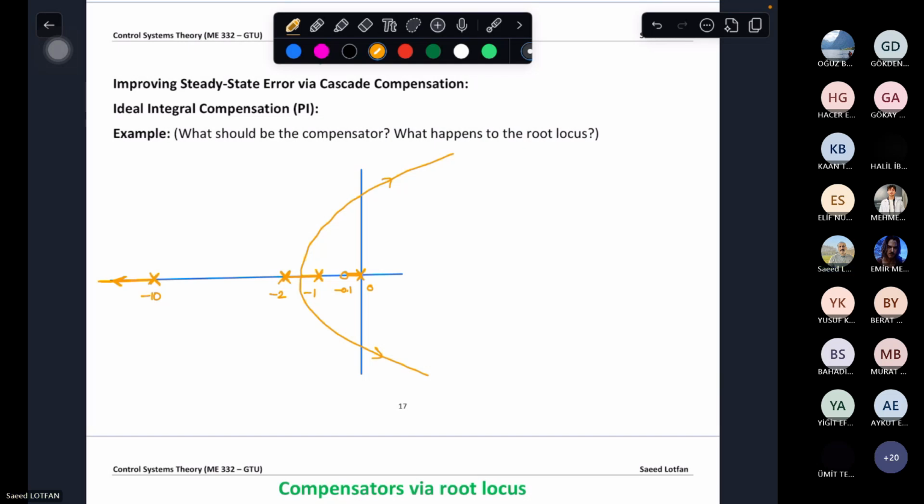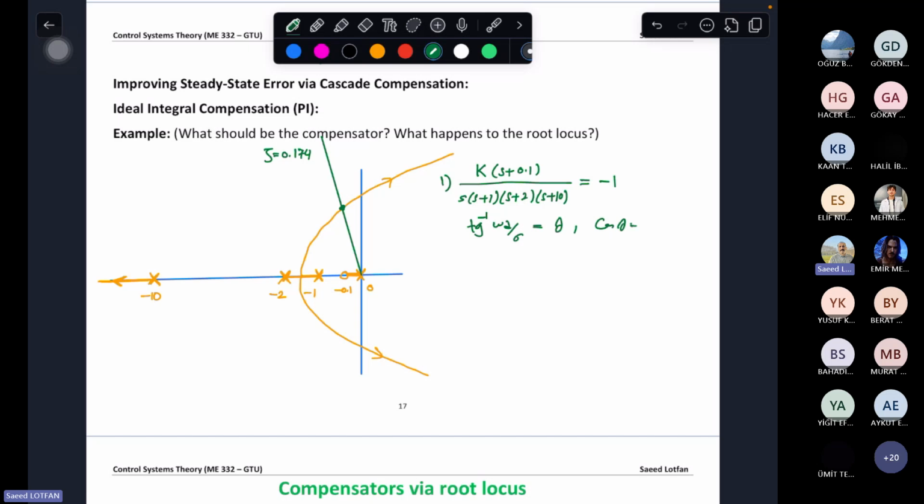This time, I know that the zeta should be again 0.174 because we don't want to change the transient response, okay? In this case, again, step 1 is k (s plus 0.1) over s (s plus 1)(s plus 2)(s plus 10) should be equal to minus 1, and tangent inverse of omega d over sigma should be equal to some theta, in which cosine theta is 0.174.